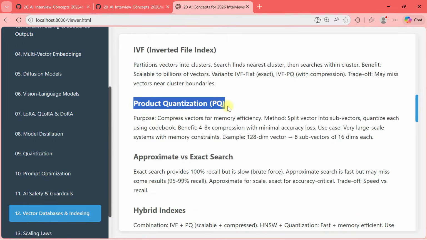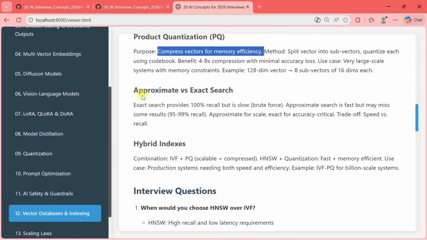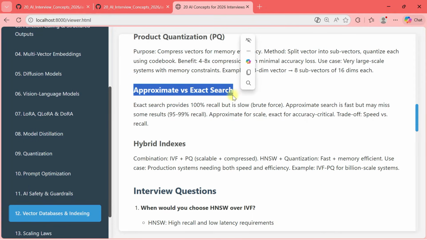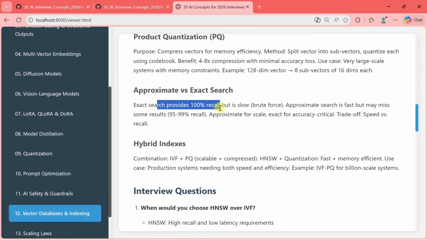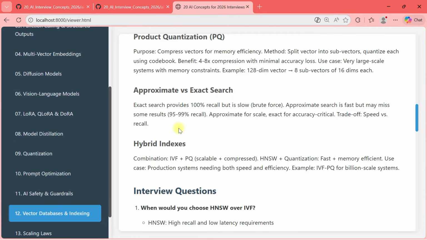What is product quantization in vectors? The moment you hear quantization, always remember it is compressing vectors for memory efficiency. Okay, what is approximate versus exact search? Obviously approximate means it will do a different kind of search, and exact means, see here, exact search provides 100% recall but is slow, brute force. Approximate is fast but may miss some results. So two different ways of searching.